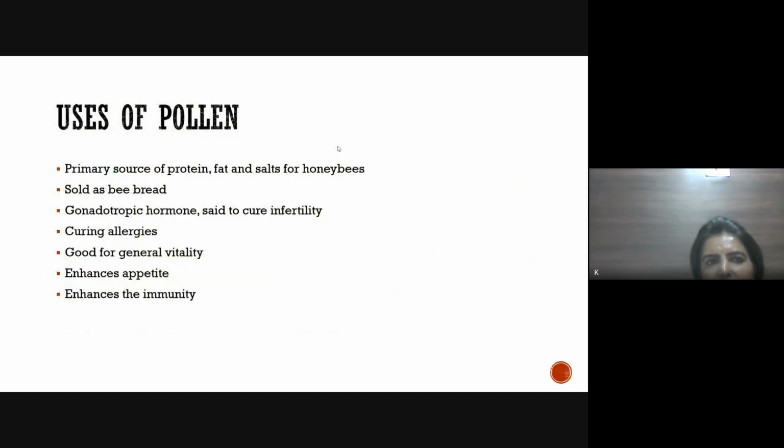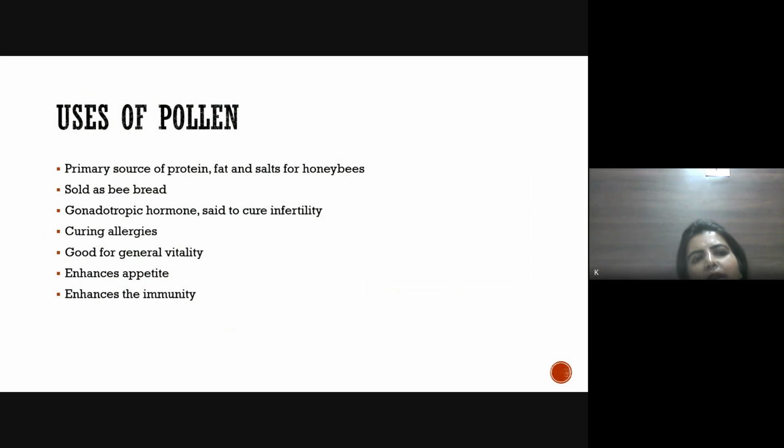Coming to the different uses of pollen. It's the primary source of protein, a bit of fat also, and salts for honeybees. Sugar is the carbohydrate source, pollen is the protein source. And as such, once the pollen gets into the hive, because it's mixed with some honey and some enzymes, it is converted into bee bread and kept inside.